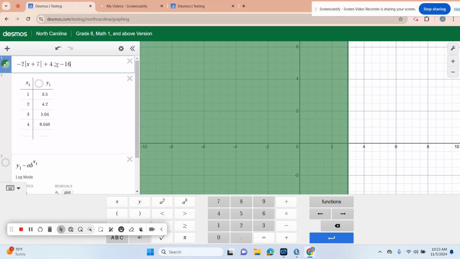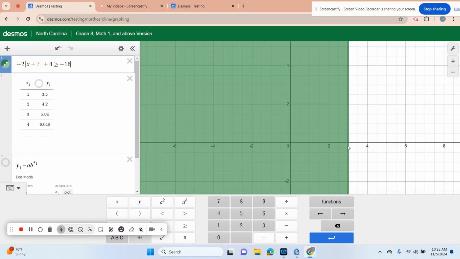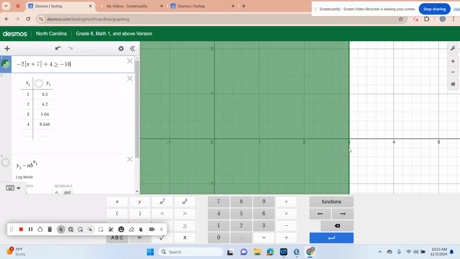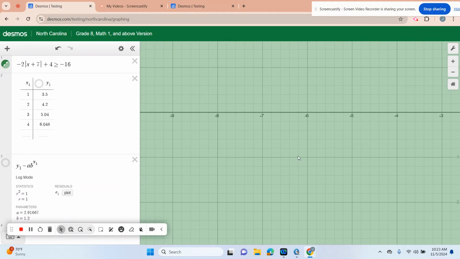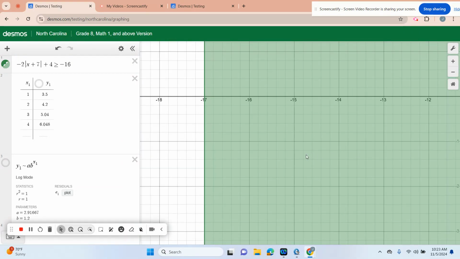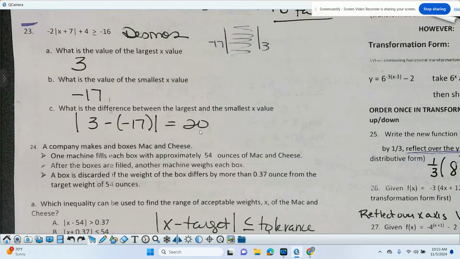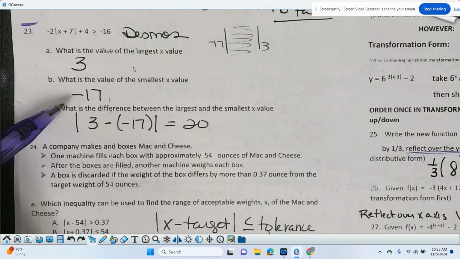So when I look at this, it's asking me what is the largest value? The furthest that this thing goes over is right here, which you can tell is a 3, so that would be the answer for the largest. And now it wants to know how far I go over this way. I'm going to just keep coming here, and I can see that the furthest that it goes over that way would be a negative 17. So back to my paper, again, 3 was my largest value, negative 17 was my smallest value.